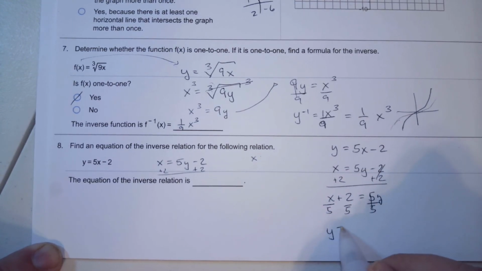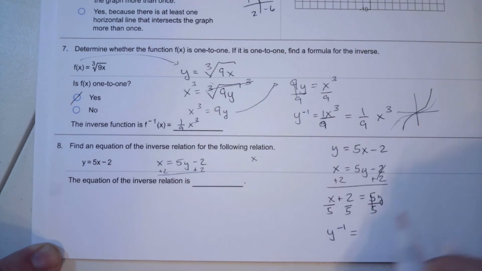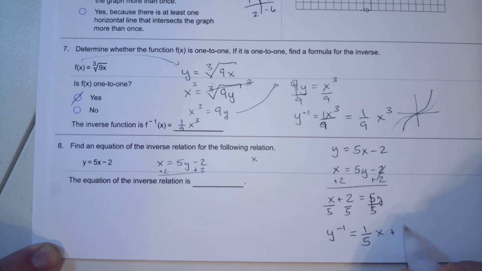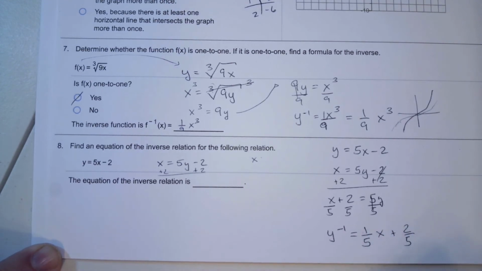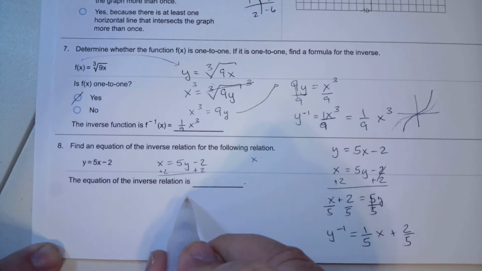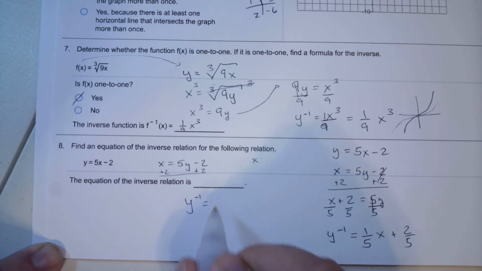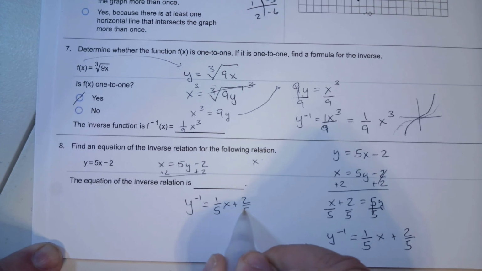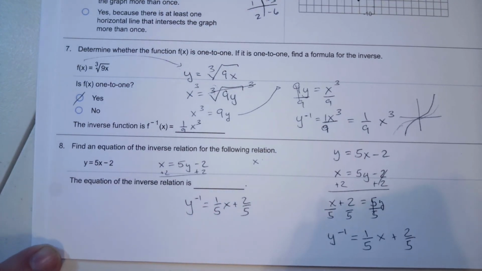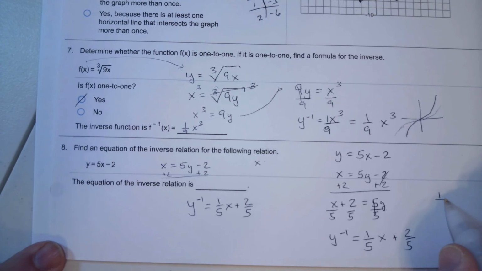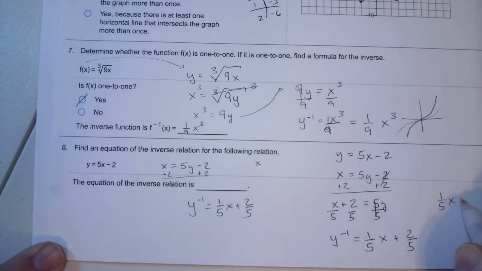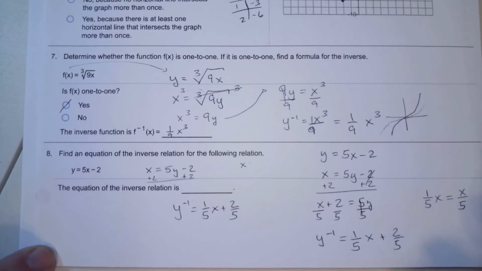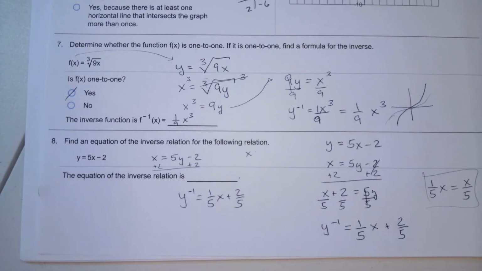So we have the inverse, since y is by itself, that's the inverse. 1/5x plus 2/5. And there's your relation. Okay, remember, I just like the way this looks. This is the same thing as x/5. So it doesn't matter how you write it, it's going to give you the same answer.